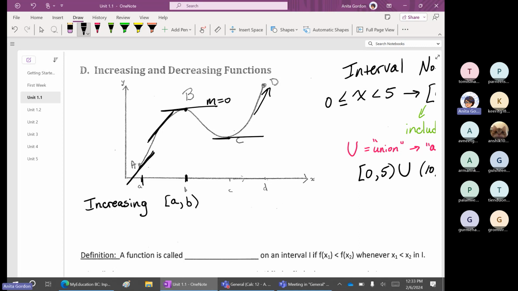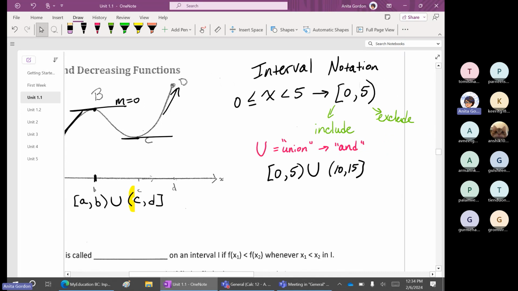Okay, is there another place that it's increasing? C and D. Okay, so I'm going to say and, what's the bracket for C? Round, because at C we are at the bottom of the hill and we are reaching D and it is still going upwards, so we use a square bracket there. We are not increasing at the round-bracket point, so we are excluding it. Round bracket means excluding. We do not include that point, but we're reaching that point.